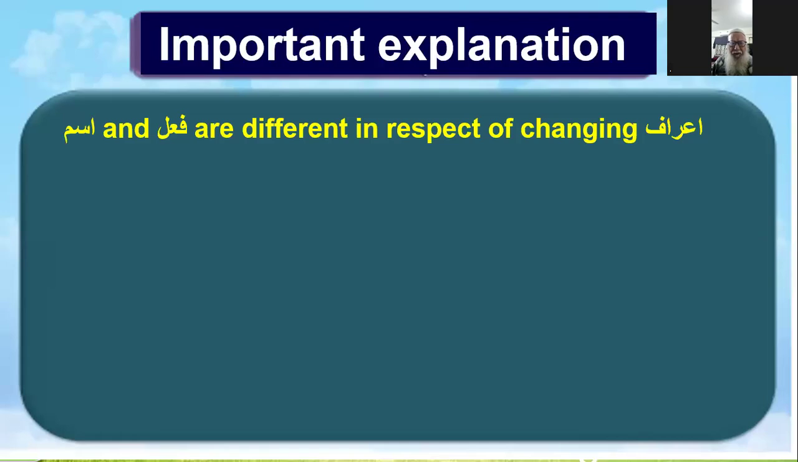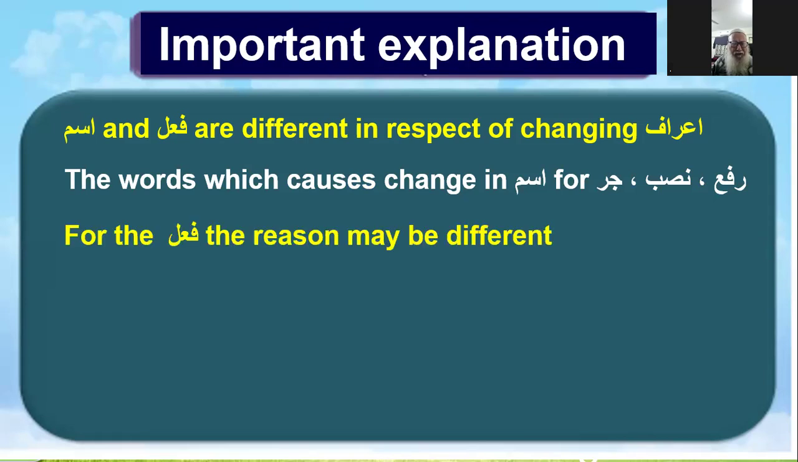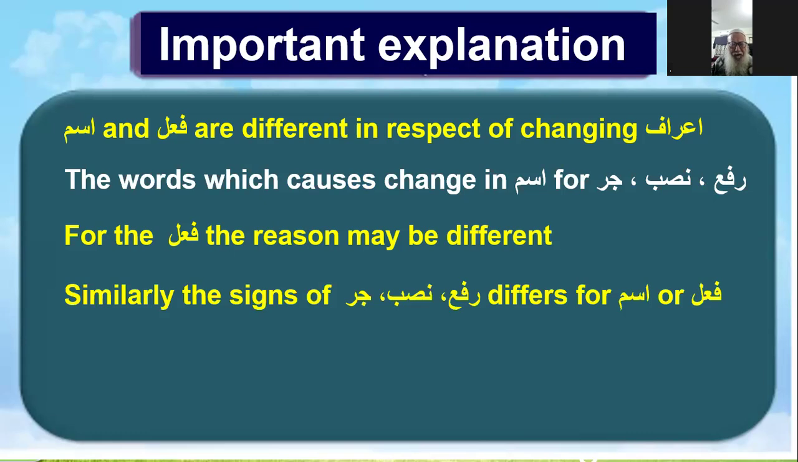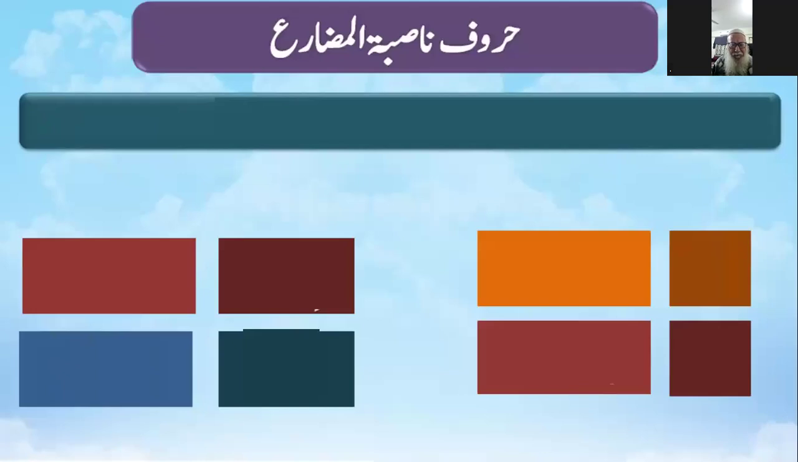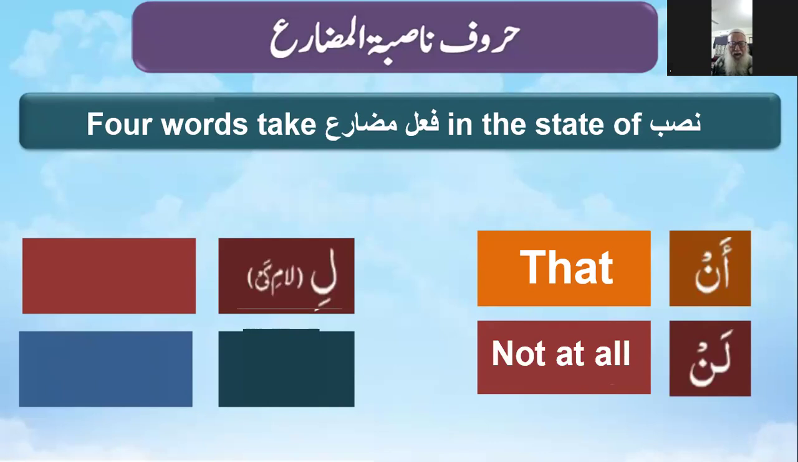The important explanation: ism and fi'l are different in respect of changing i'rab. The words which cause changes in ism are rafa, nasb, jar. For the fi'l, the reason may be different. Similarly, the signs of Rafa, Nasb, Jazm differ for Ism or Fi'l. There are 4 words that take Mudari into the state of Nasb: An, meaning that; Lan, not at all; Li, lam kay, meaning so that; Hatta, meaning until.